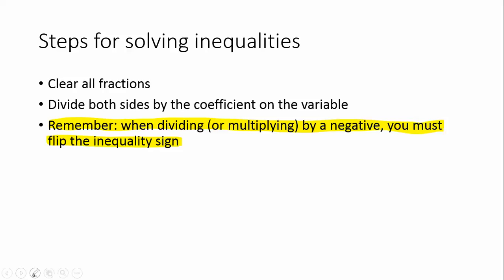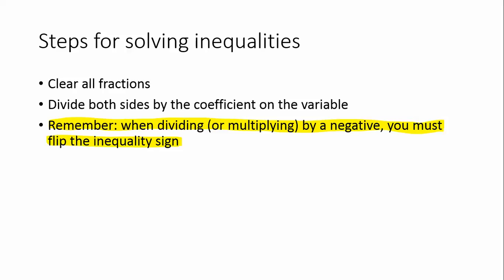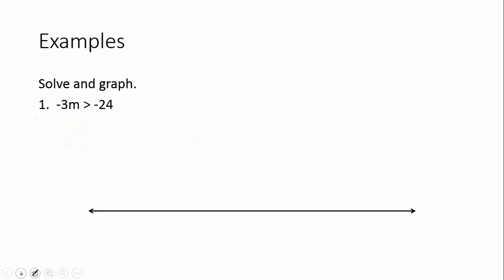The answer that you get will completely be different if you forget to do this. So please make sure you write all these steps down with a big star or something by this one. Highlight it, circle it, cloud it, do something so that you remember that when you multiply or divide by a negative, when solving an inequality, you have to flip the symbol. So our first example is going to include that so we can see some practice.